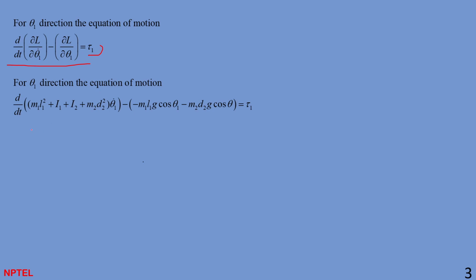So please do this calculation. Please try to solve some example problems, because it looks easy, but when you do those partial differentiations, you will find some mistakes. Please be careful. Like they have partially differentiated with respect to theta one dot.